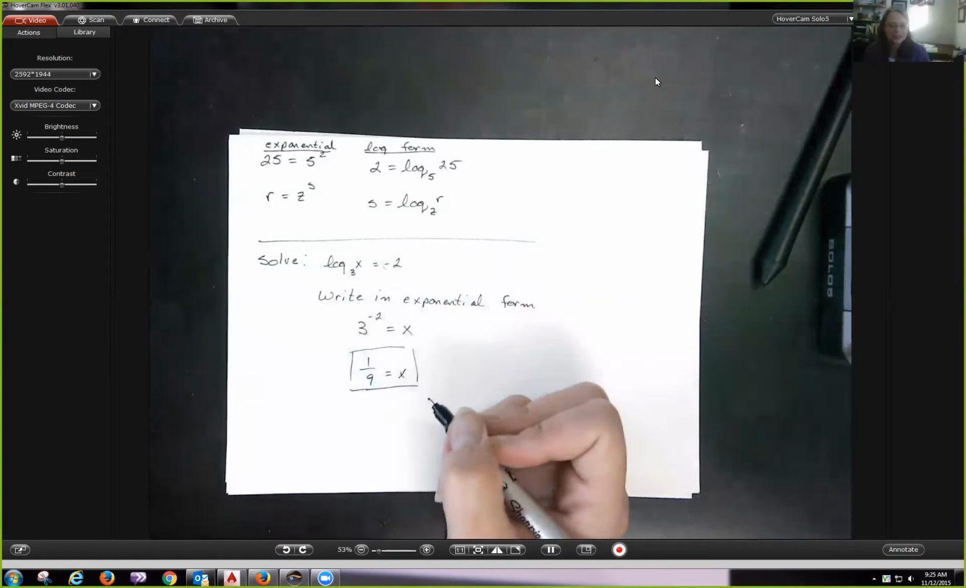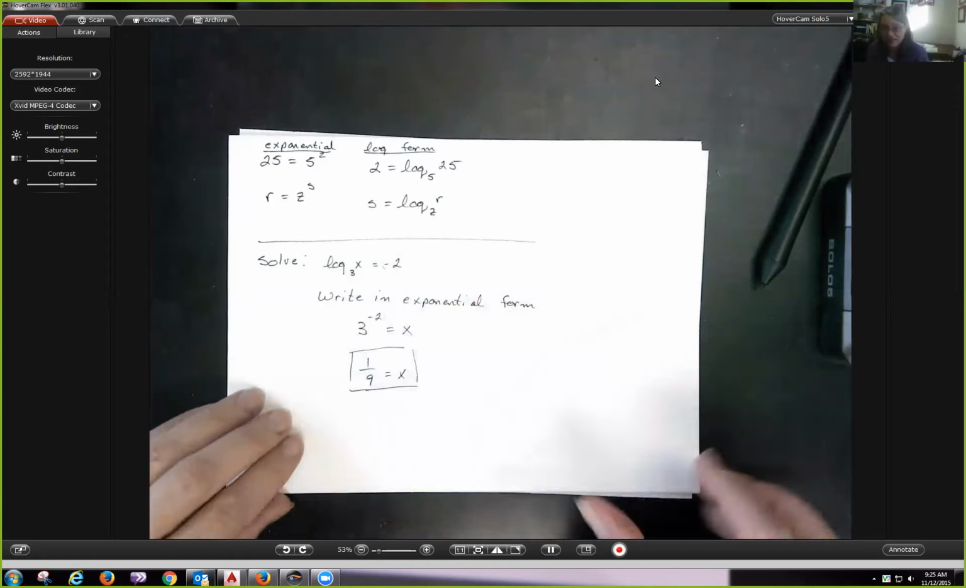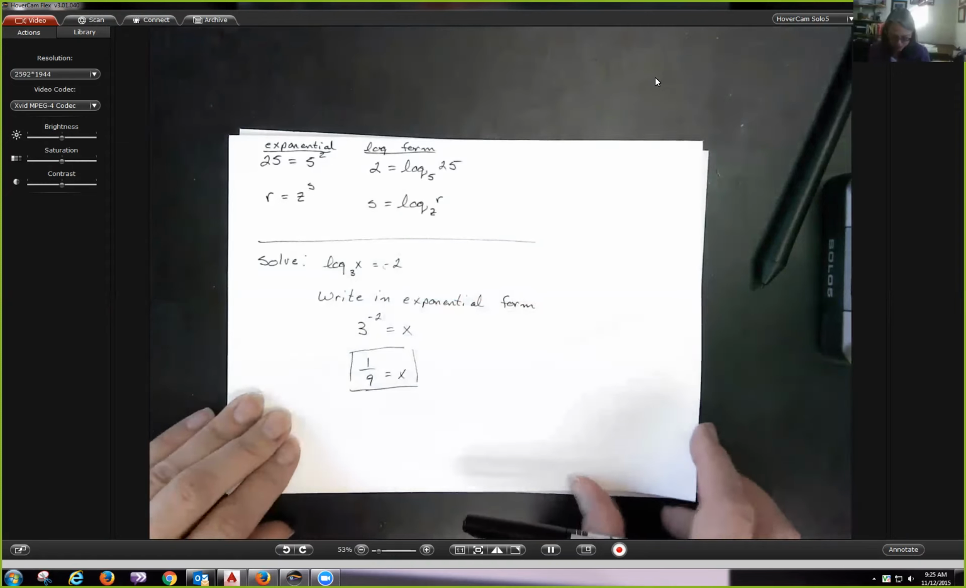Now your calculator can only do certain logarithms, so your calculator's not going to be any help here. Probably. Some calculators can do other logarithms. Let's try another one.